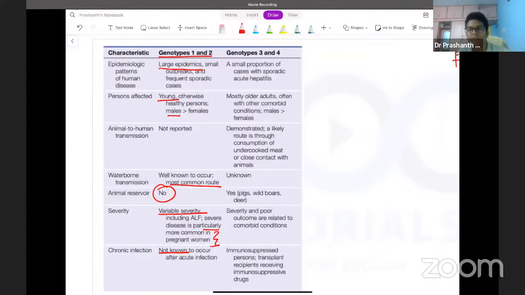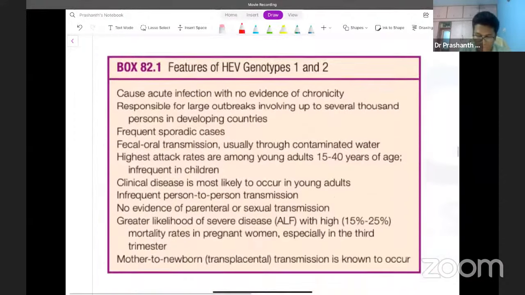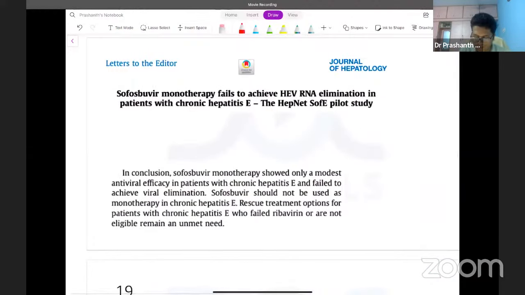And the rest is with genotype 3 and 4, which is more common in older people, seen in non-endemic or non-epidemic areas. Here, the source is actually animals, and in immunocompromised patients it is a real issue where it can become chronic. And in these chronic patients who are immunosuppressed, there are studies which have shown that ribavirin has been useful, and if some patients are not responding to ribavirin, then you might try sofosbuvir. For that, I have some studies to show you. This is a study where they say that somebody who has failed ribavirin, still in a small subset, sofosbuvir could probably have some modest antiviral efficacy in chronic hepatitis E.